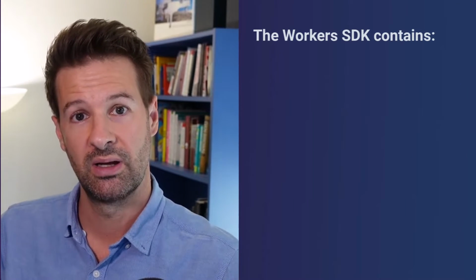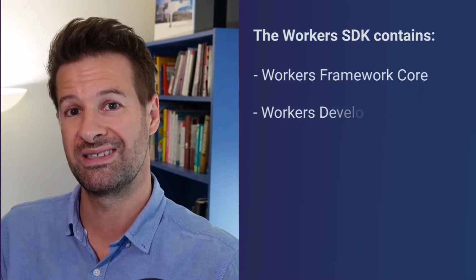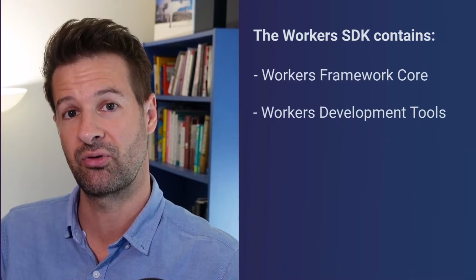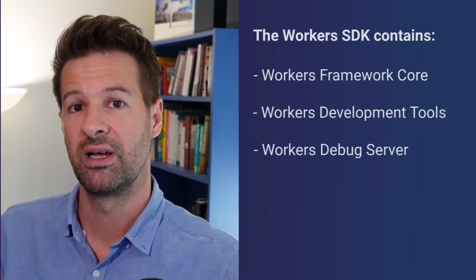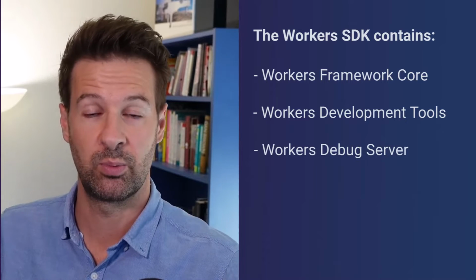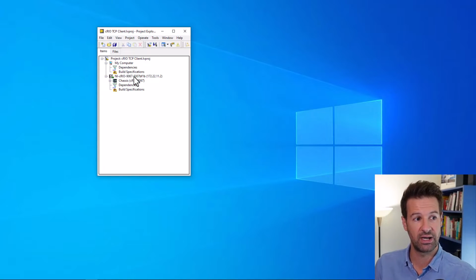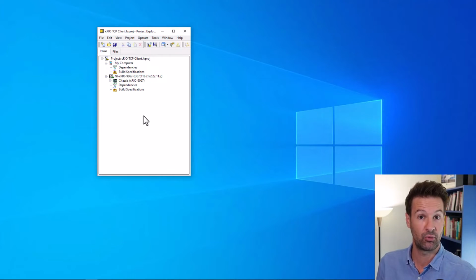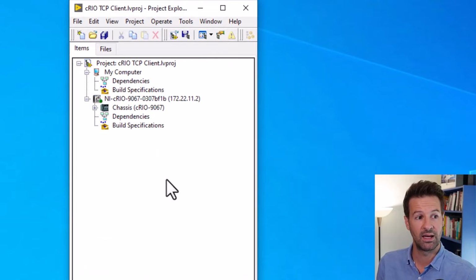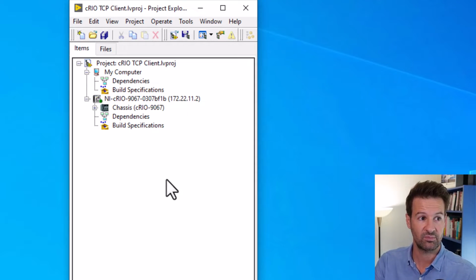Number 1, the Workers Framework Core package. Number 2, the Workers Development Tools package. And number 3, the Workers Debug Server. And you need to have all these packages installed into LabVIEW to develop with the framework. So as you can see, I already have set up a project in LabVIEW containing the real-time target, containing the cRIO, which you can see right here.